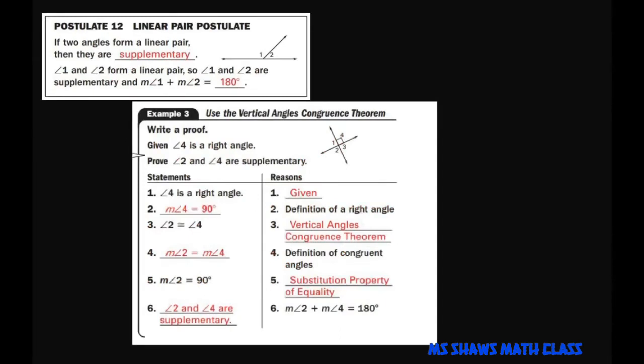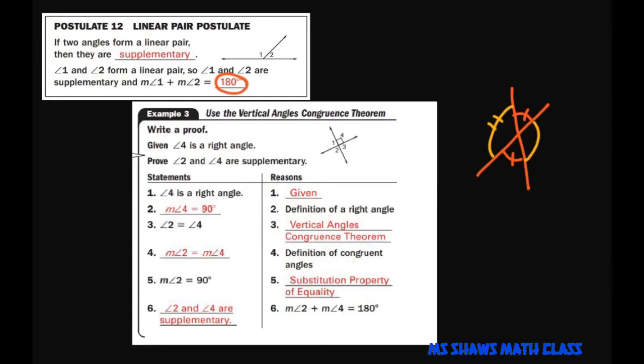All right. The vertical angle theorem and postulate 12. If two angles form a linear pair, then they are supplementary. So angle 1 and angle 2 form a linear pair, so they are supplementary, and they add up to 180 degrees. And then we're going to use our vertical angle congruence theorem.